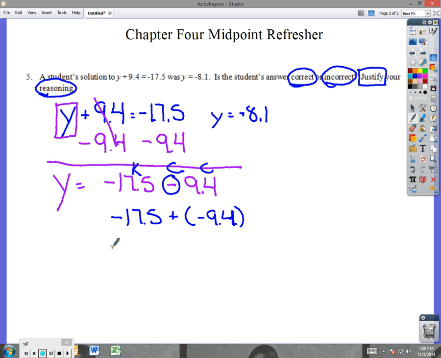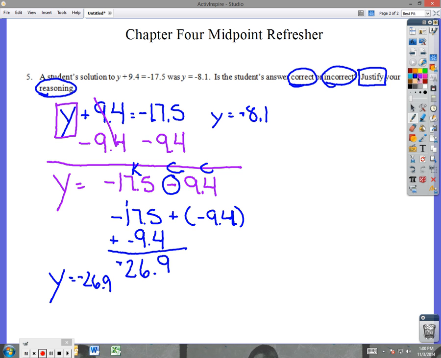Now they're both negative, so my answer will be negative. I would just line up the place values. They're both negative, so I'll add. That becomes 9. Bring down the place value. 9 and 7 is 16. That becomes 2. It's negative. It'd be y equals negative 26 and 9/10. I have just provided justification as to why my answer is correct and theirs is incorrect.